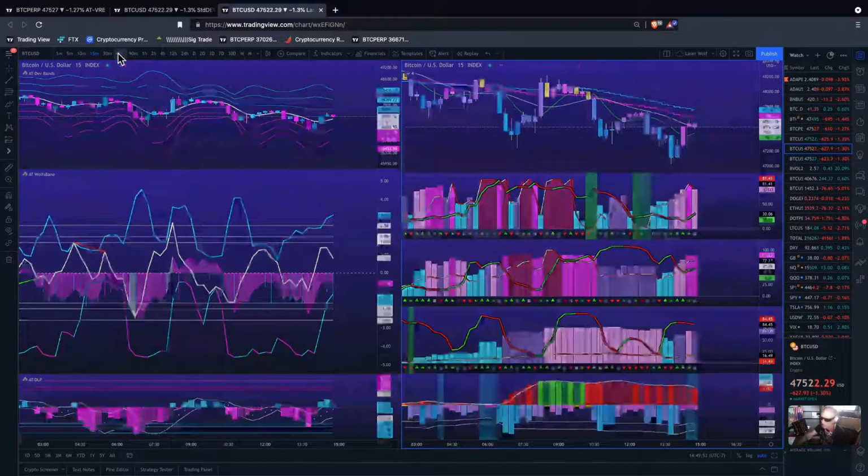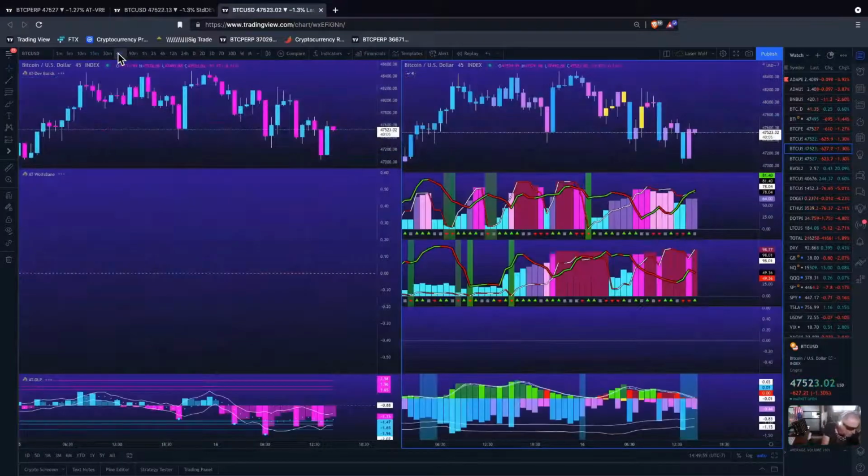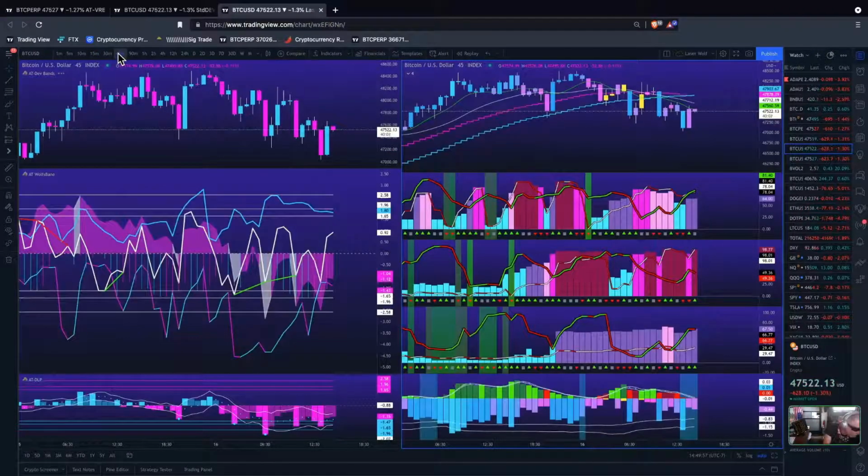45 minutes here. Oh shit. Wallet. Check.